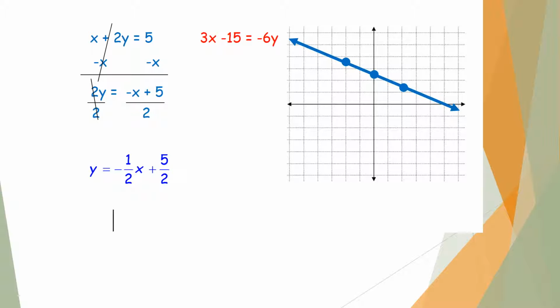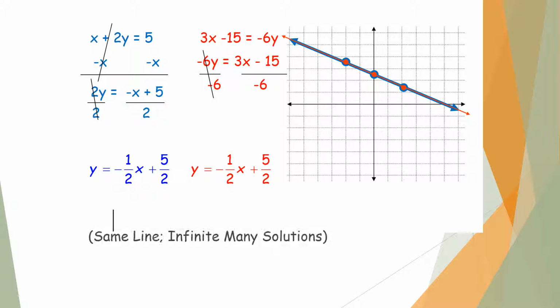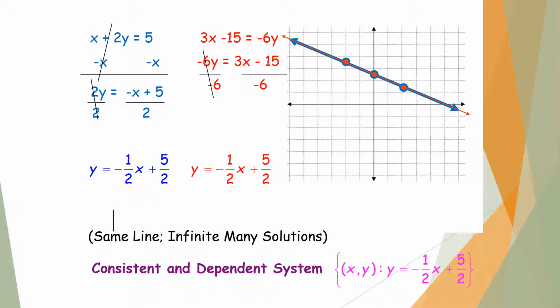Okay, so the first line is y equals negative 1/2 x plus 5/2. And the second line gives us the same result. Because each equation was the same line, this is infinitely many solutions. So here, this is a consistent and dependent system with y equals negative 1/2 x plus 5/2.